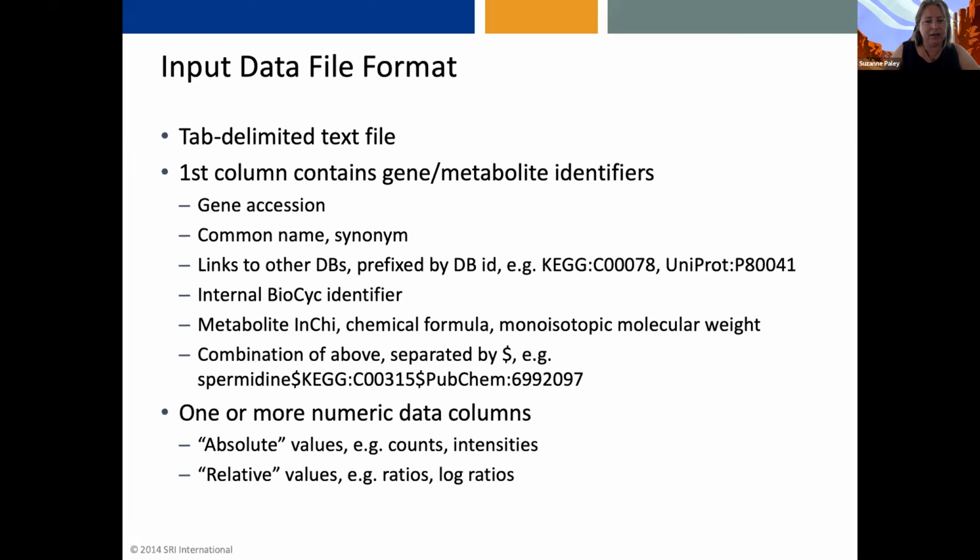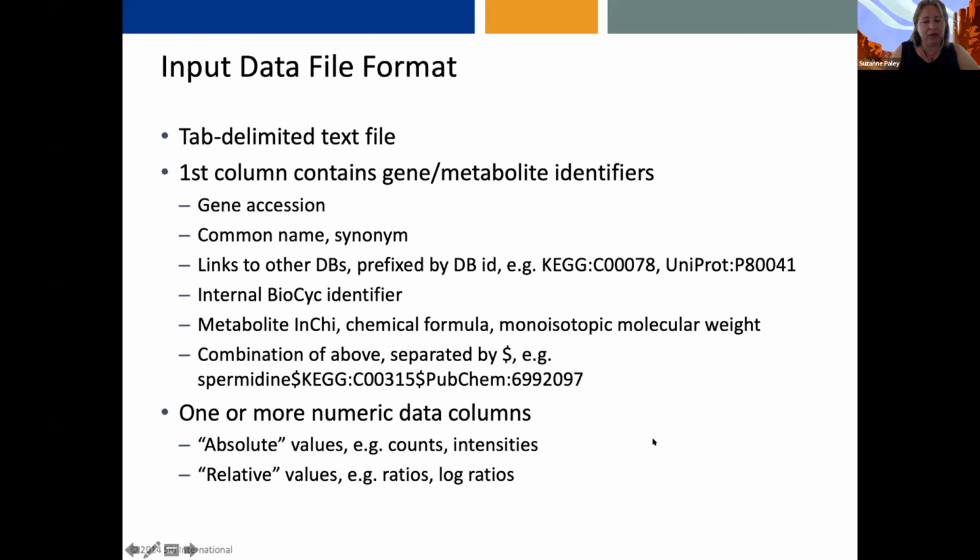And then there are various other aspects for metabolite data. We can use chemical formula, monoisotopic molecular weight, InChI, or you can generate a combination of all of these. For example, this example here is spermidine, but we also have a KEGG link and a PubChem link. So if you have a metabolite where you're not sure if the name is sufficiently unambiguous, or we may have KEGG links for some and PubChem links for others, but not full coverage, then you list a few things and hopefully we'll find something. So that's the first column.